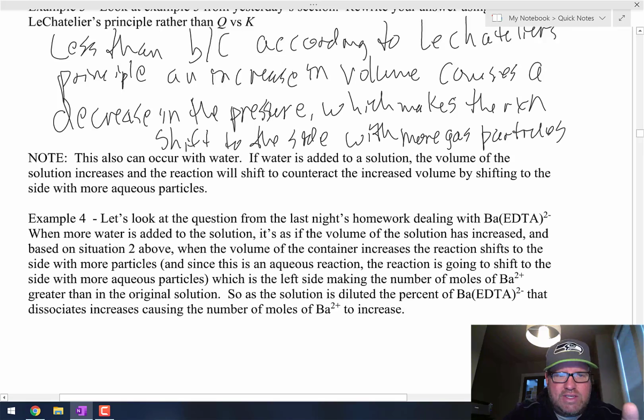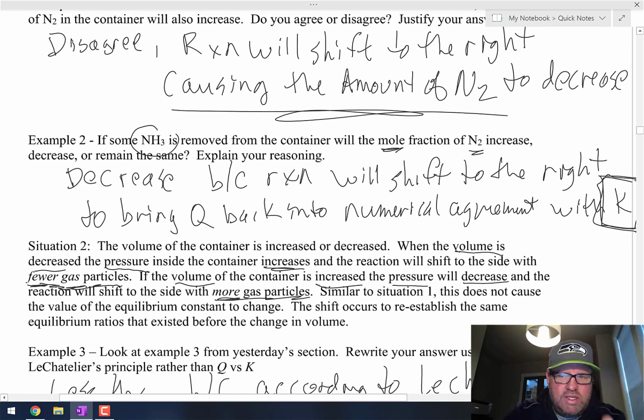Now in both cases, situation 1 and situation 2, if you remove some reactant or product, or if you add some reactant or product, or if you change the volume of the gas or the aqueous solution, the value of the equilibrium constant does not change. Q changes, and then Q has to go back into numerical agreement with the equilibrium constant. By changing the volume, or changing the amount of the reactants or the products, all you're doing is changing the Q value, which then has to work to get back into numerical agreement with the equilibrium constant.